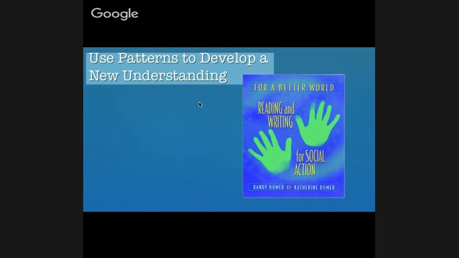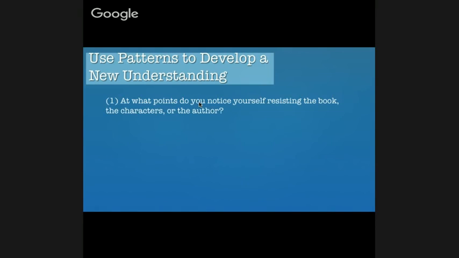So I highly recommend this book if you're looking for a book study on social justice. But anyway, the authors present readers with a really substantial list of questions for critical reading that are helpful to close reading with social justice in mind. But I want to highlight three that are particularly useful at this point of close reading, when students are developing a new understanding.